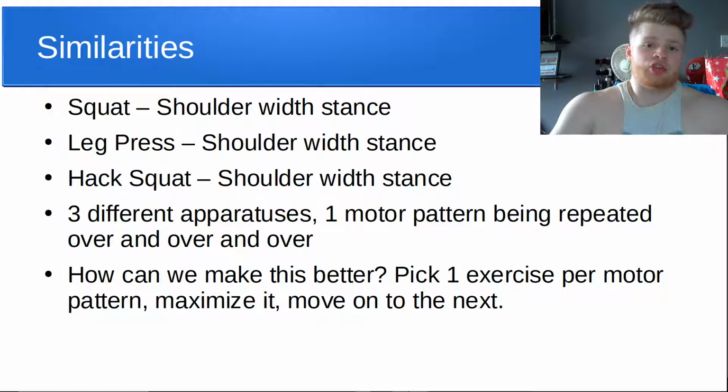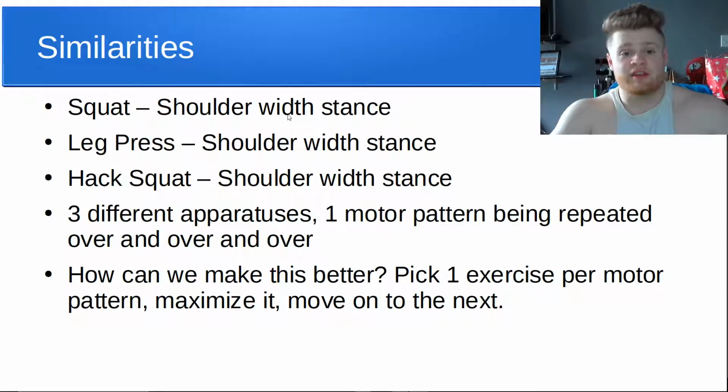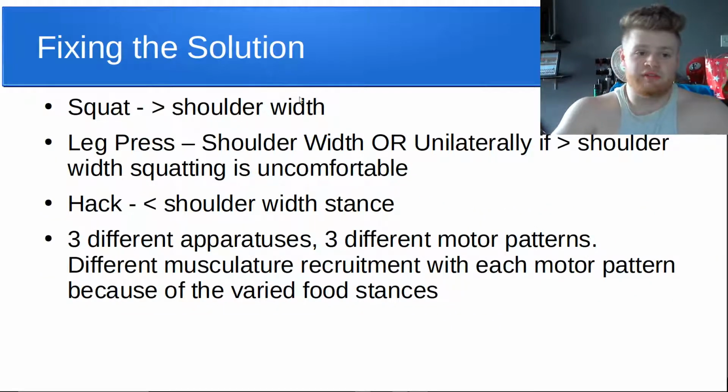So now that we know that these three movements are essentially the same exact thing, a shoulder width hip flexion movement, how can we nitpick this and make it better? What we need to do is pick one exercise per motor pattern, maximize it, and then move on to the next motor pattern. We need to not repeat the same motor pattern three times in a row. So how do we fix this?